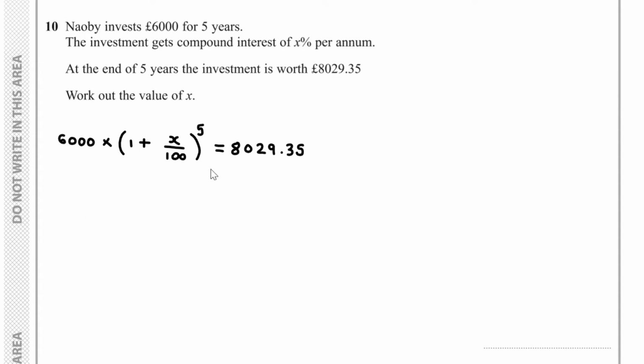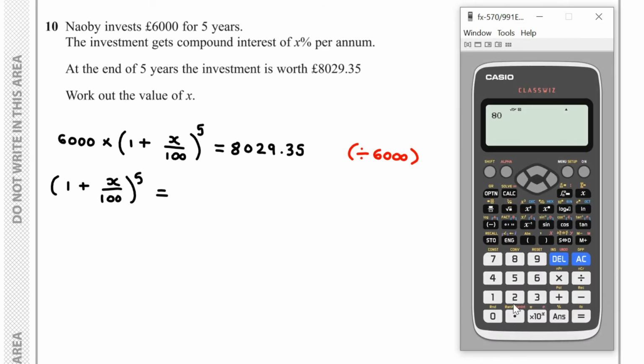So, first thing we can do is divide both sides by 6,000, and if we do that, we get 1 plus X over 100 to the power of 5 equals 8029.35 divided by 6,000, which is 1.33, etc. We now need to take the fifth root of both sides, and if we do that, we get 1 plus X over 100 equals the fifth root of this, which is 1.05, etc.